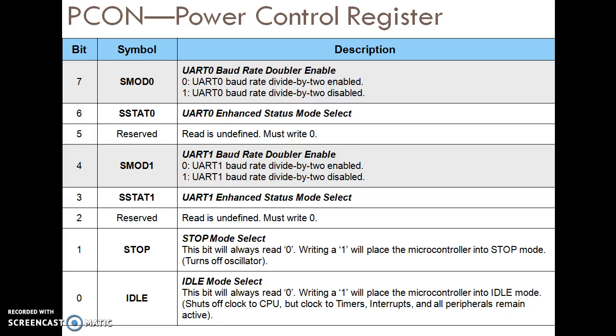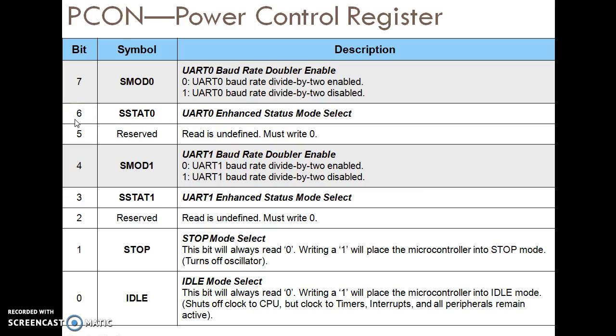Next one is the PCON register, that is the power control register. The baud rate doubler enable bit is in the PCON register. The PCON register consists of 8 bits. Bit 0 represents the idle mode select. Bit 1 represents the stop mode select. Bit 2 is reserved, where we must write 0. Bit 3 is UART1 enhanced status mode select. Bit 4 is UART1 baud rate doubler enable. Bit 5 is a reserved bit, read is undefined, we must write 0 here.